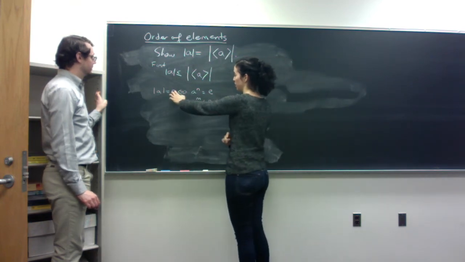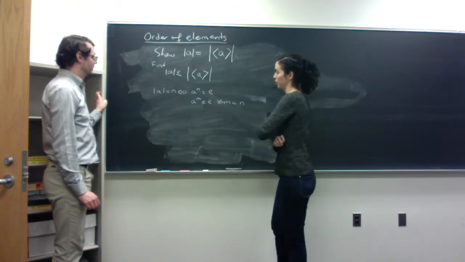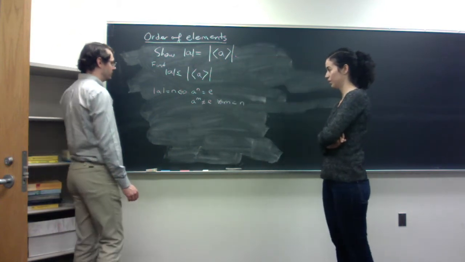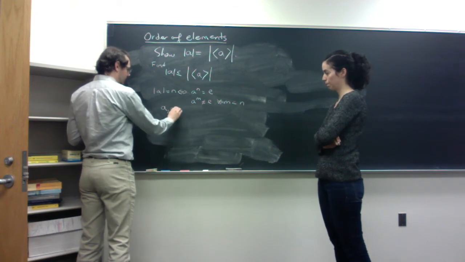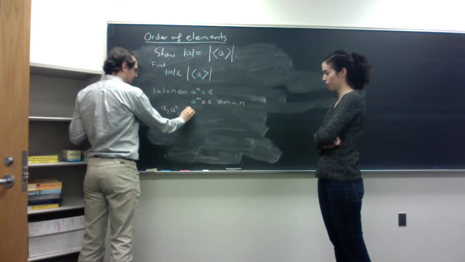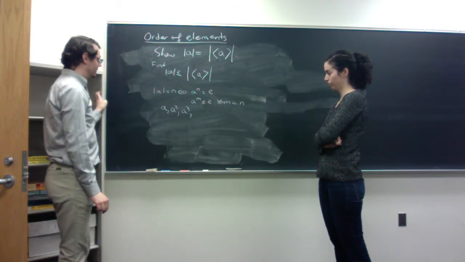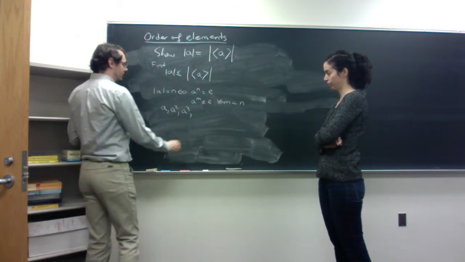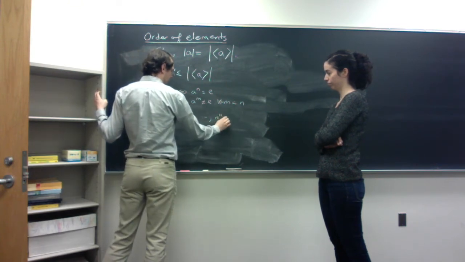n distinct elements inside of this subgroup? Well, I guess I can sort of imagine what they look like. I want things that look like a and a squared and a cubed. And if I just keep going like this, I guess they go all the way up to a to the n, which is e.